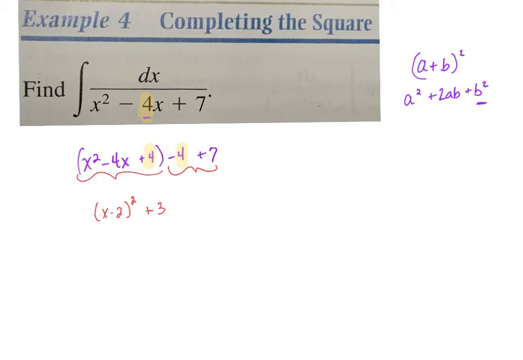And now I have a function squared plus a number squared, even though it doesn't look like a number. It is, I promise. All right. And so now I'm looking at the antiderivative of u squared plus square root of 3 squared. So my u then is my x minus 2. My a is my square root of 3.